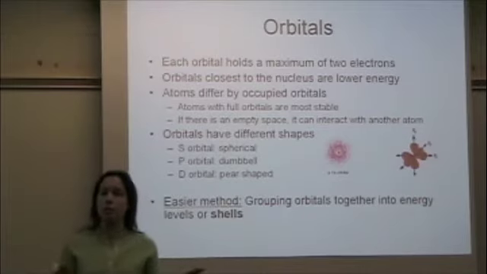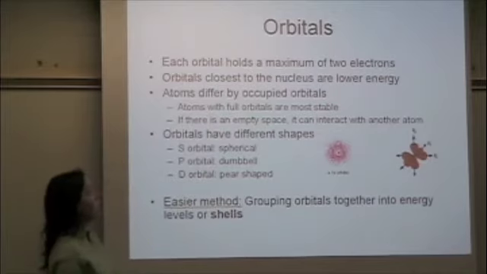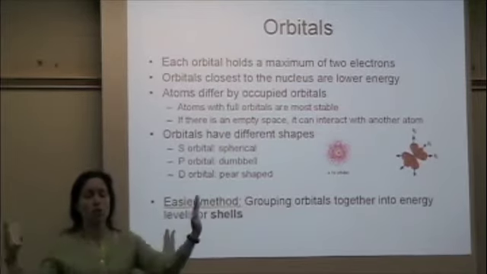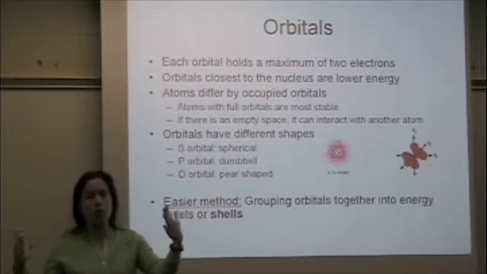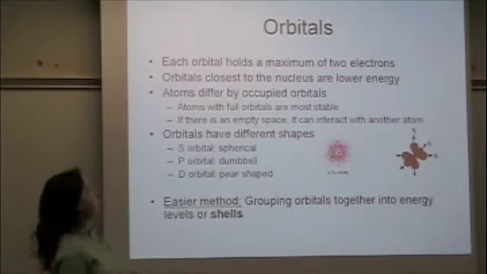Orbitals that are closest to the nucleus are lowest in energy. That should make sense because what does the nucleus have? Those positive protons that the electron is attracted to and wants to be near. We typically fill electrons from closest to the nucleus to further away from the nucleus. So you don't fill the outer ones in, you fill in to out.